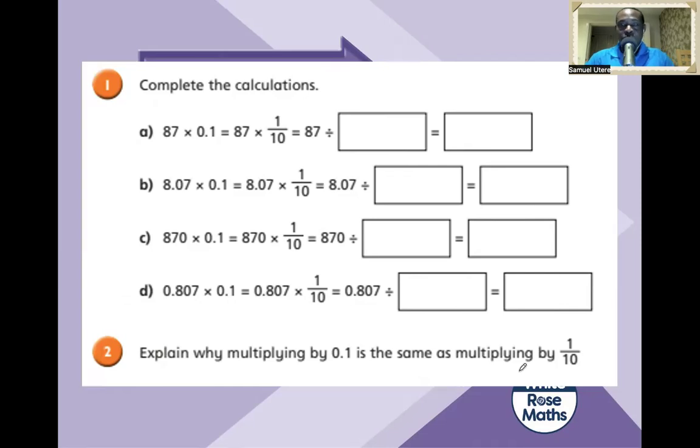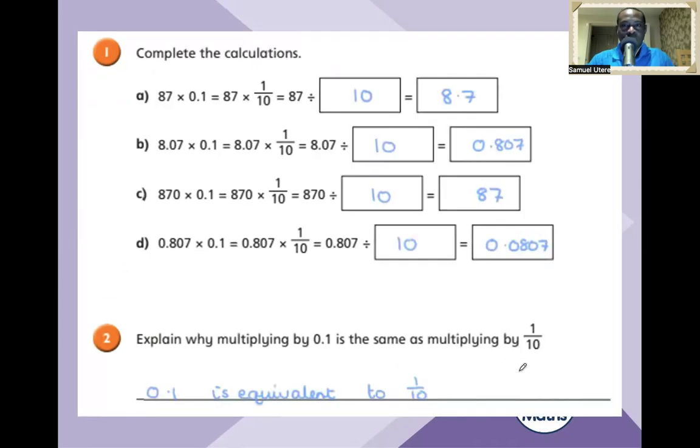Assuming you've paused the video and you've answered the questions, here are the answers. So celebrate your success and mark your work. All right, question 2, I'll just comment on that. It says, explain why multiplying by 0.1 is the same as multiplying by 1/10, because 0.1 is a tenth and it's a bit like dividing by 10. So to divide a number by 10 is the same thing as multiplying by 1/10. So 0.1 is equivalent to 1/10.